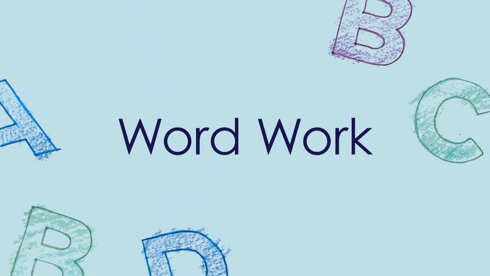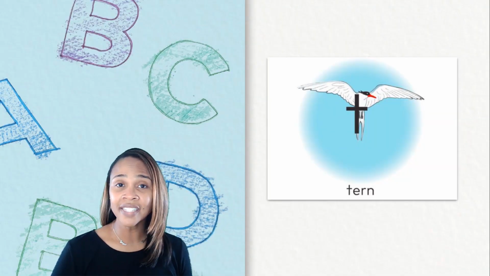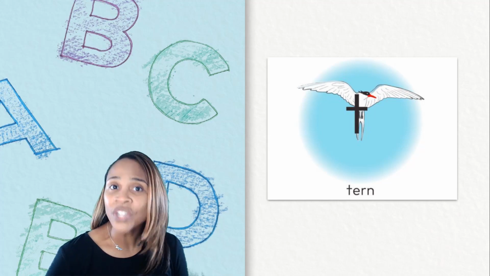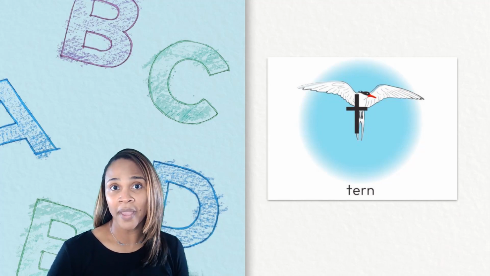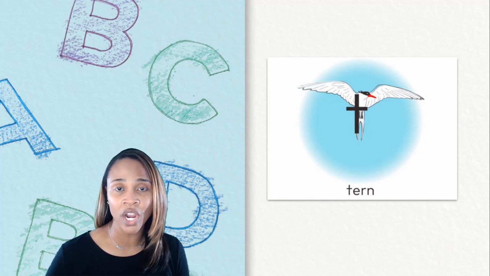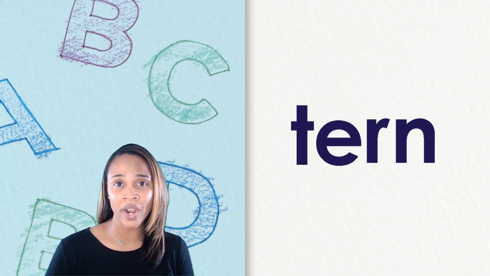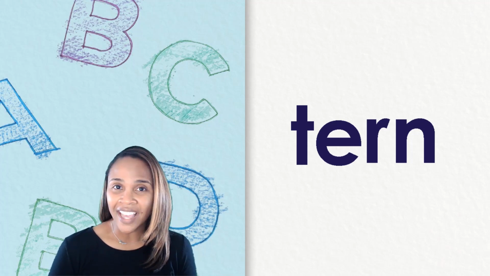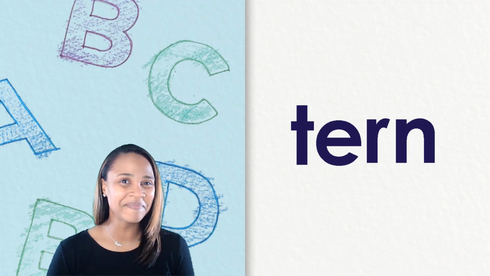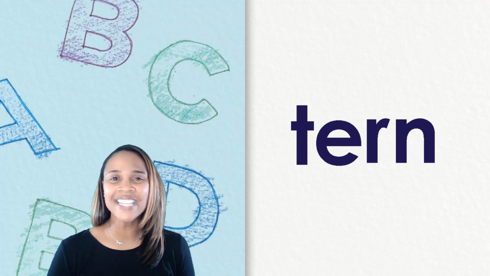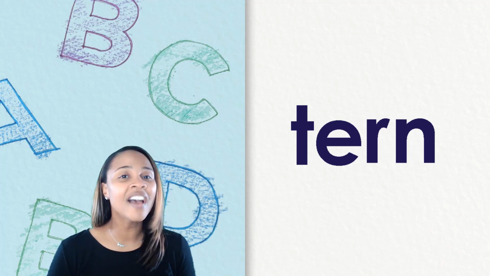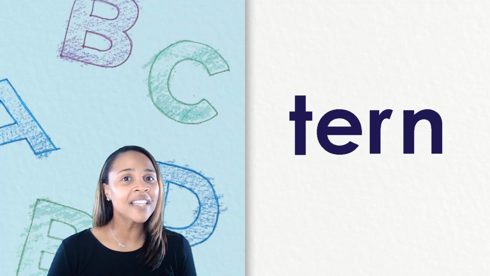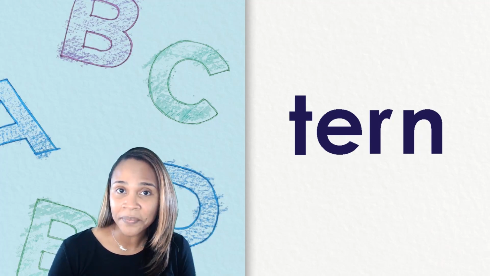Word work. The T sound that we hear at the beginning of the word turn is shown in the middle of the picture of the word turn. This is the word turn. Do you recognize the T in the word turn? Right, it's the T that's hidden in our picture of the turn. It makes the T sound like in the word turn.